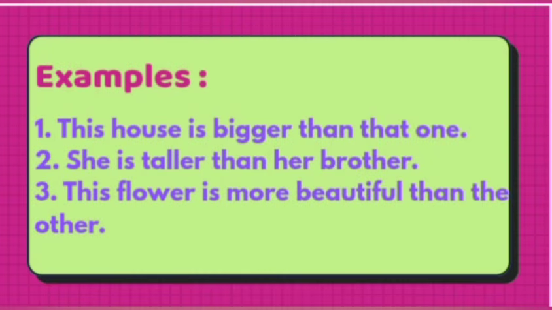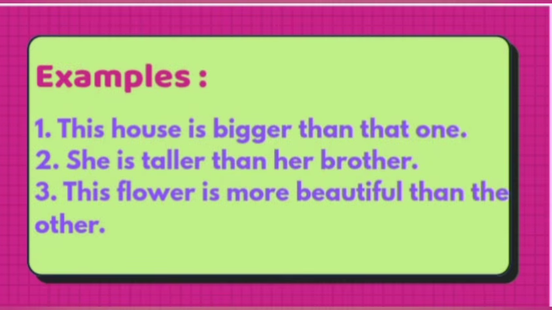Sentence number 3. This flower is more beautiful than the other. So here we are comparing two flowers. We are talking about two flowers. And as I told you before, in some cases we use more. We do not add er, but we use more to make it the comparative degree, more beautiful. Now in the later part of this class, I will be telling you the rules of when to add er and when to add more.